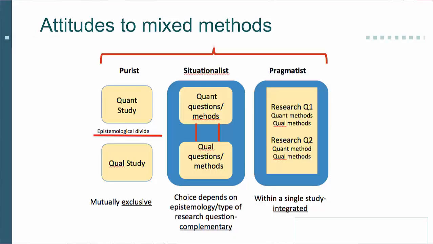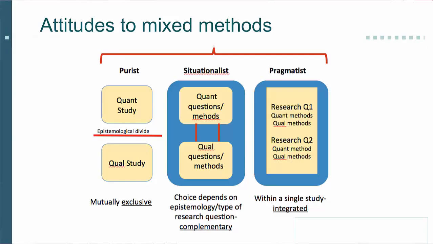Pragmatists, however, see the whole debate between the two approaches as a false dichotomy, arguing that quantitative methods are not necessarily positivist and qualitative methods are not necessarily socially constructed. Pragmatists will argue for integrating methods given different strengths of both methodologies.